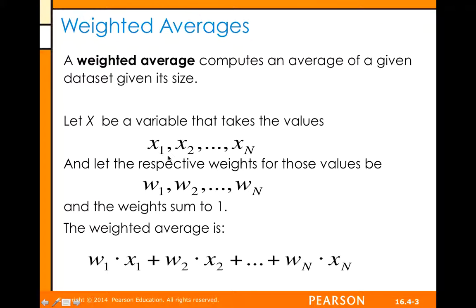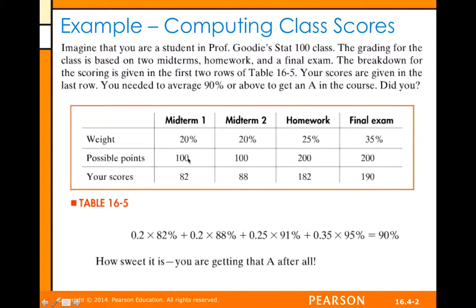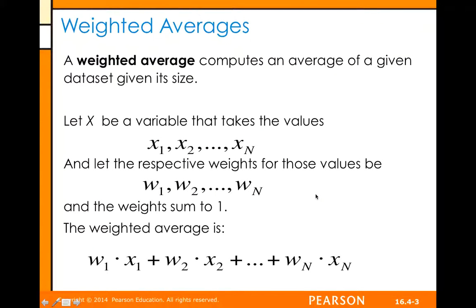So don't get bogged down in the formalism here. All we're saying is that we have several values, and in the previous example, grades. Each of those values has a weight, and the weighted average is simply take the value times its weight, plus the next value times its weight, plus the next value times its weight, and so on all the way until you finish. So you have value times weight, plus value times weight, plus etc. until you're done. And that's exactly what we did here, right? Value 82% times weight, value 88% times weight, etc. That's what a weighted average is.